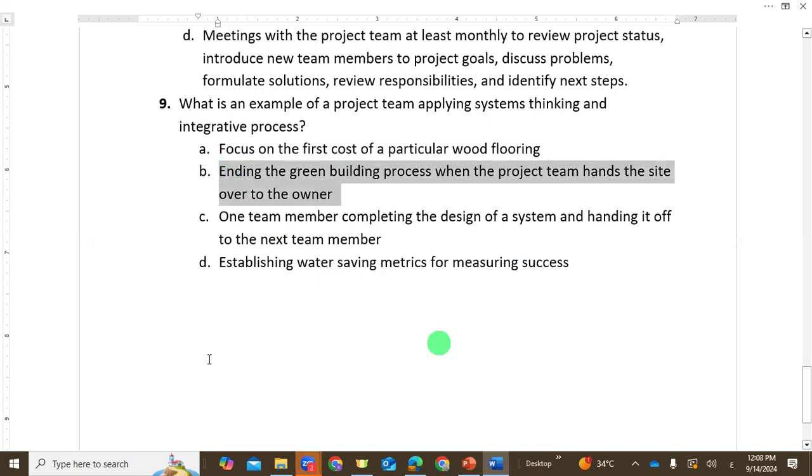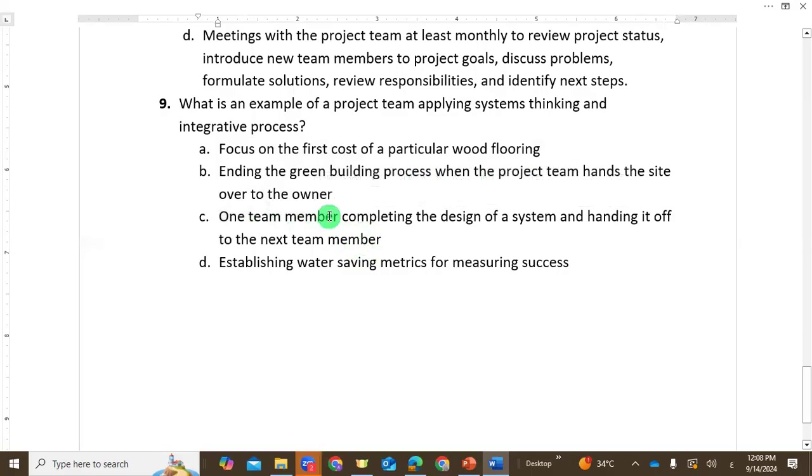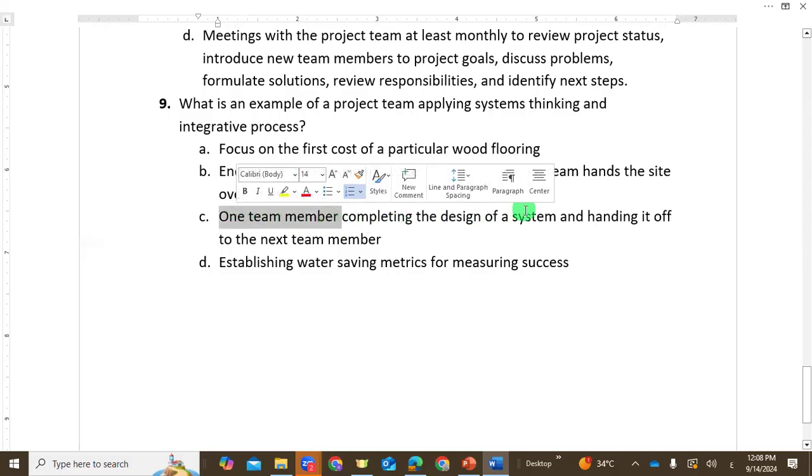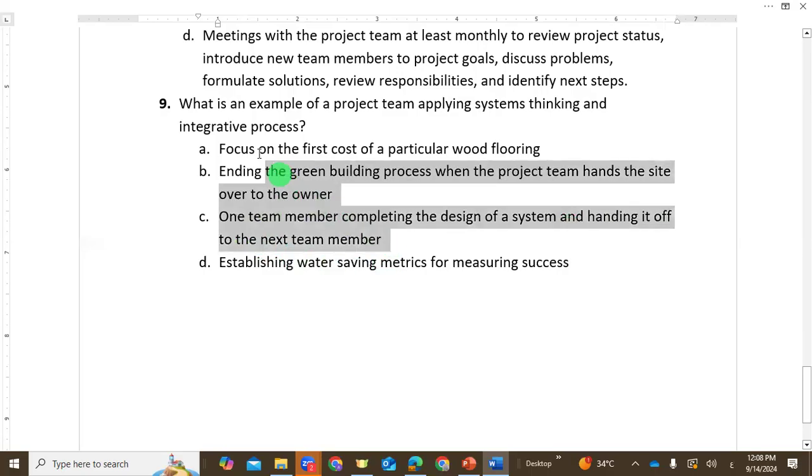So either C or D. One team member, see, from the first words, one team member, only one individual. This gives you the impression that this is not a system or integrative process. One team member completes the design of the system and hands off to the next team. This is a linear process. So based on these three, they are not the answer. I think now you know the right answer.